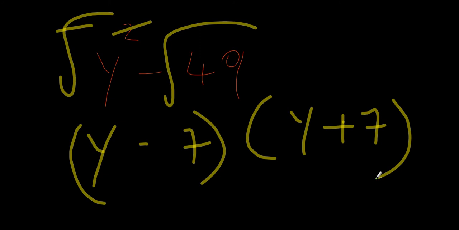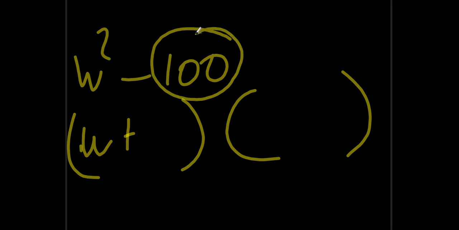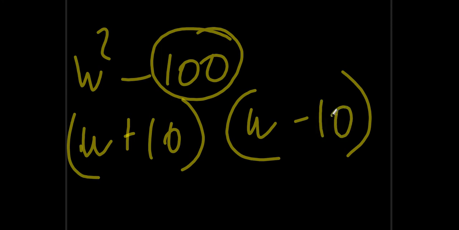So let us do some more practice questions. What if we had, let's say, w squared minus 100? We could actually predict this answer. We could write a w plus what number? What base number would I raise to a square to get 100? That would be 10. And so we just write the same thing like that. It's as simple as that.